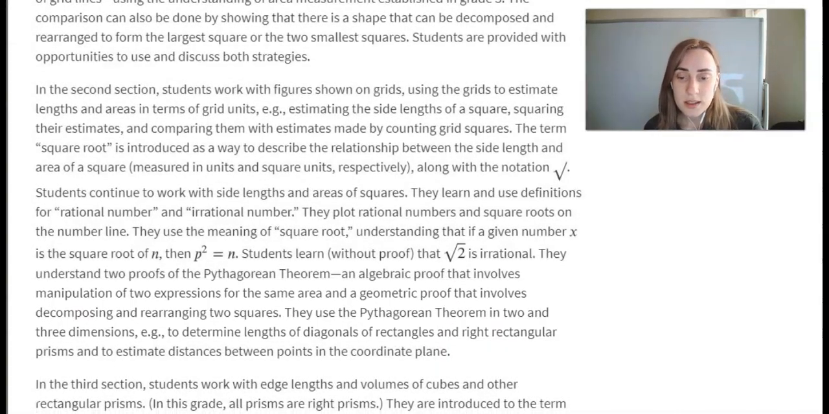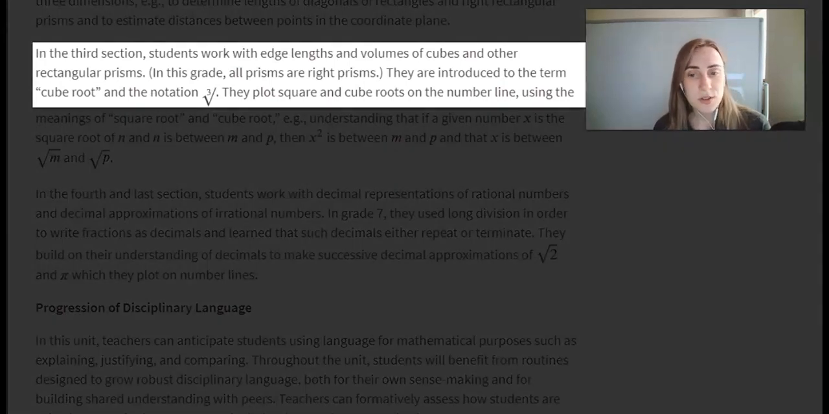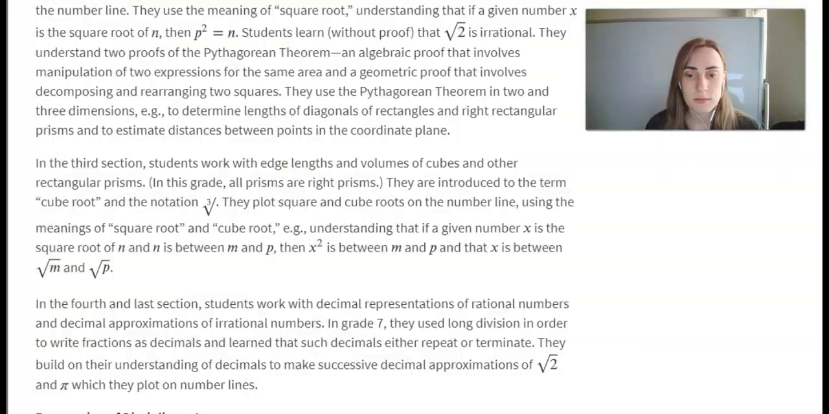And then in the third section, students are going to work with edge lengths and volumes of cubes and other rectangular prisms, and they're introduced to the term cube root and the notation you can see there, and they'll plot square and cube roots on the number line.